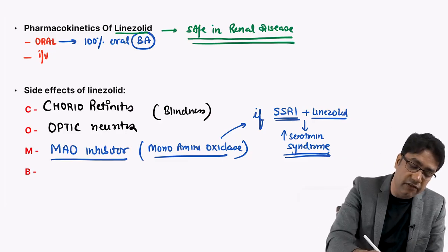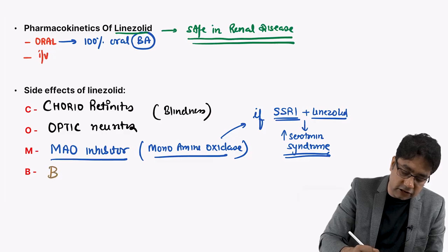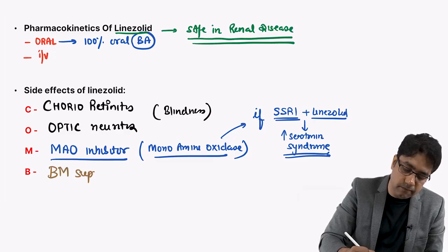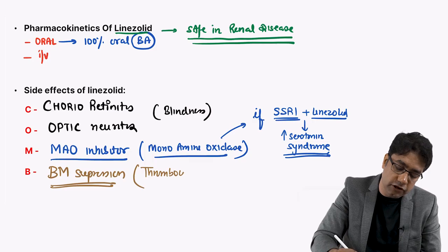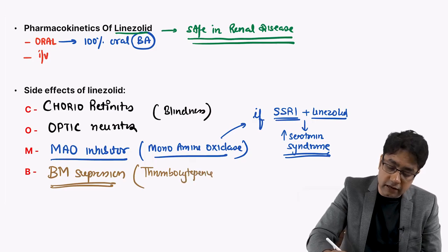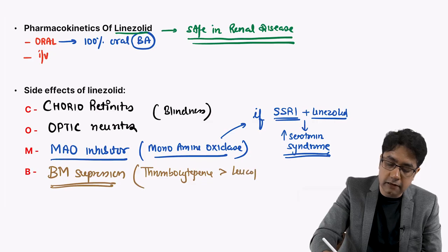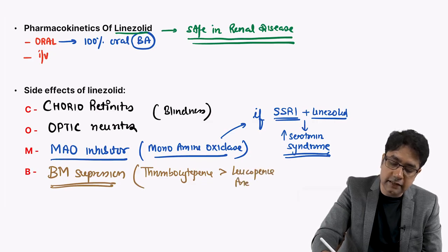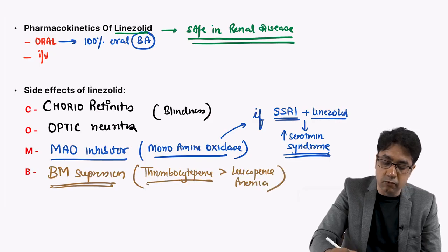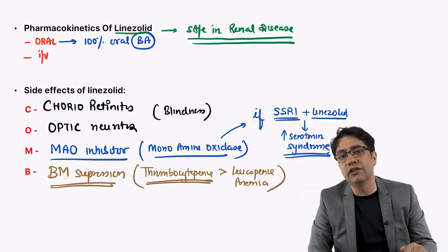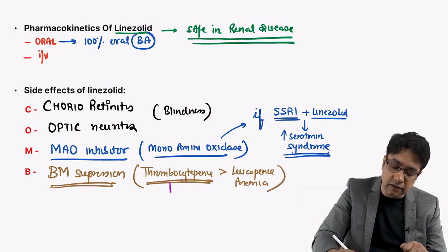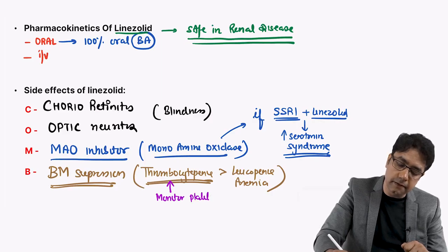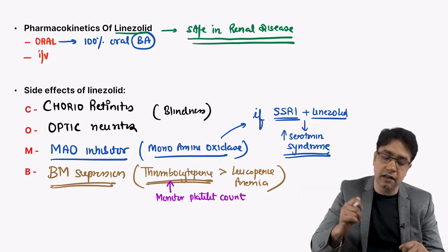And the last side effect of linezolid is that it can cause bone marrow suppression. In bone marrow suppression, what is very important is thrombocytopenia. Yes, it can also cause a decrease in WBC, leukopenia. It also decreases RBC, anemia. But what is very important? Platelet count is reduced. Risk of bleeding increases. That is why if the patient is on linezolid, monitor platelet count.